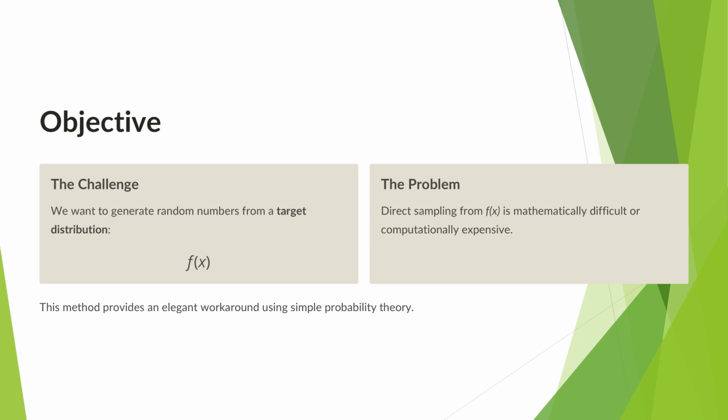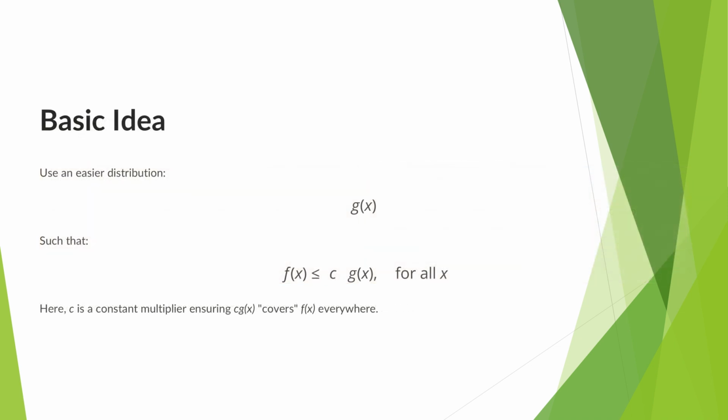However, this leads us to an important challenge. The problem is that direct sampling from the target function, which we call f(x), is often difficult or computationally expensive. Therefore, we need a smarter and more efficient method. This brings us to the basic idea behind the acceptance-rejection method. The key idea is to use another distribution called g(x), which is easy to generate from. We then choose a constant c, such that c times g(x) always covers f(x) for all values of x. In this way, we create a boundary around the target distribution.